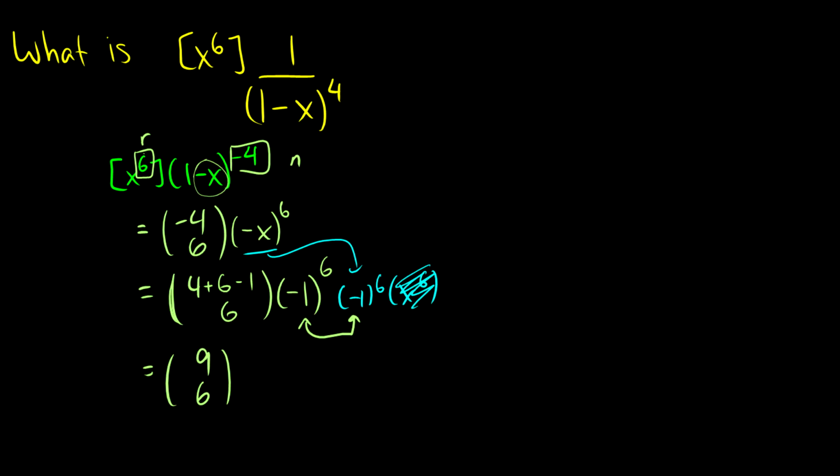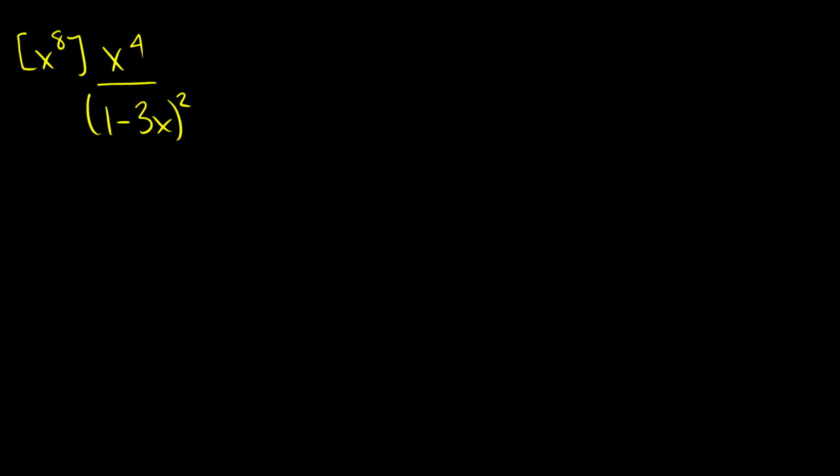So if you ever have a 1 minus x on the bottom, your answer is always going to be positive because your negative 1s will cancel out. It's kind of cool. So that was a fairly straightforward one, I would say. And let's make it a little bit harder.